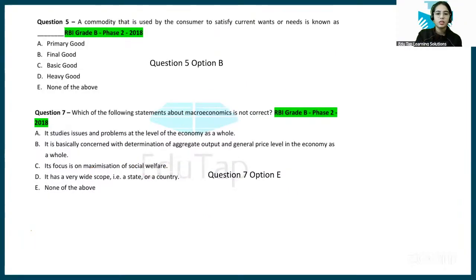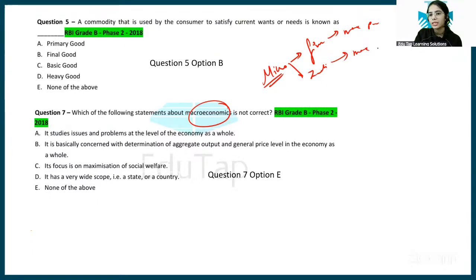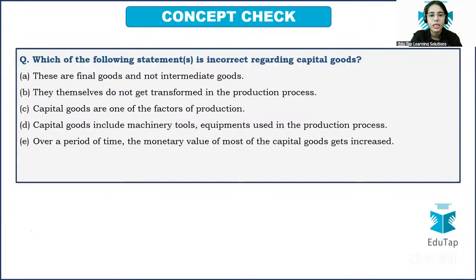So macroeconomics, see, in microeconomics, when we are talking about the firm, the target is maximizing profits. When we are talking about individuals, small units, the motive is to maximize the satisfaction of the individual. In macroeconomics, the target is for the whole economy to maximize social welfare. This is the idea. Coming to the next question, try to answer this question, then we will move forward.